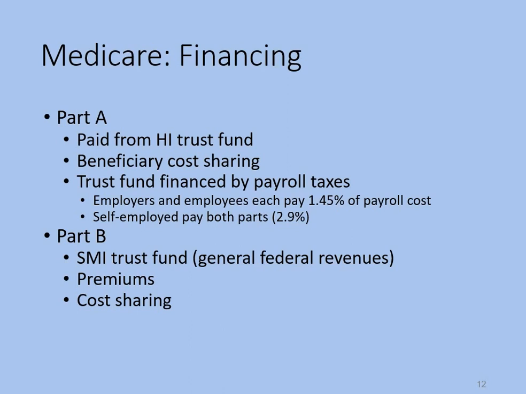Part B, the SMI Trust Fund, general federal revenues. There's premiums, there's cost sharing for this. Again, you don't have to get Part B when you get Medicare, but it's actually a bargain. You don't want to get stuck paying for physician bills when you're older than 65. So most people do get Part B, even though it's just voluntary. The premiums are going up, and they're tiered according to how much money you have every year.